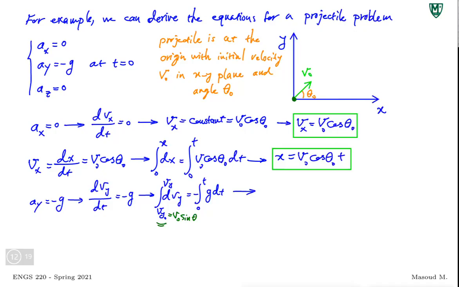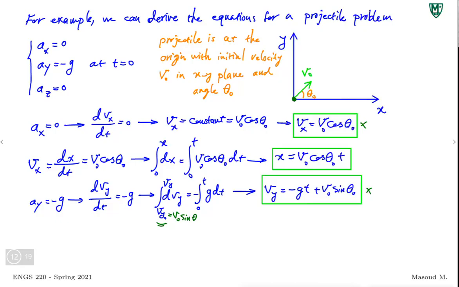So we move things around. Vy becomes, if I move things to the other side, minus gt plus V naught sine theta naught. This is going to be my Vy. So now I have a good picture of velocity at any given time: the x component of velocity and the y component of velocity, right? This is the x component of velocity. This is the y component of velocity.